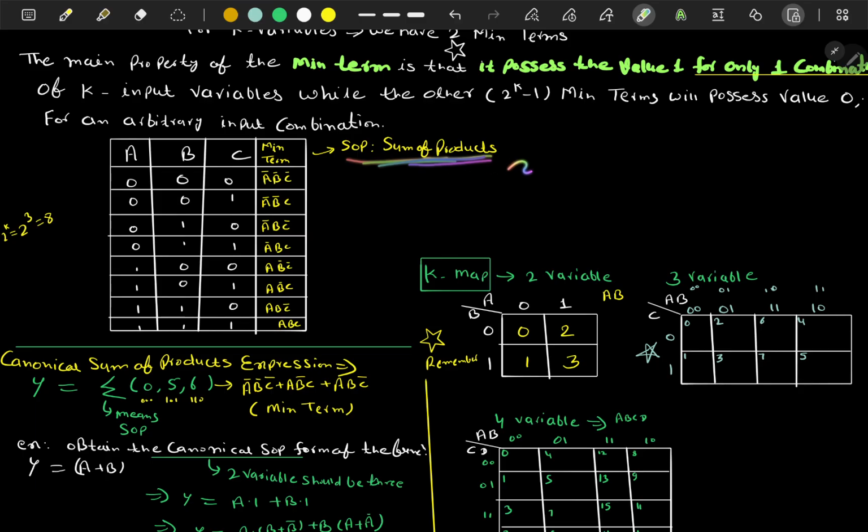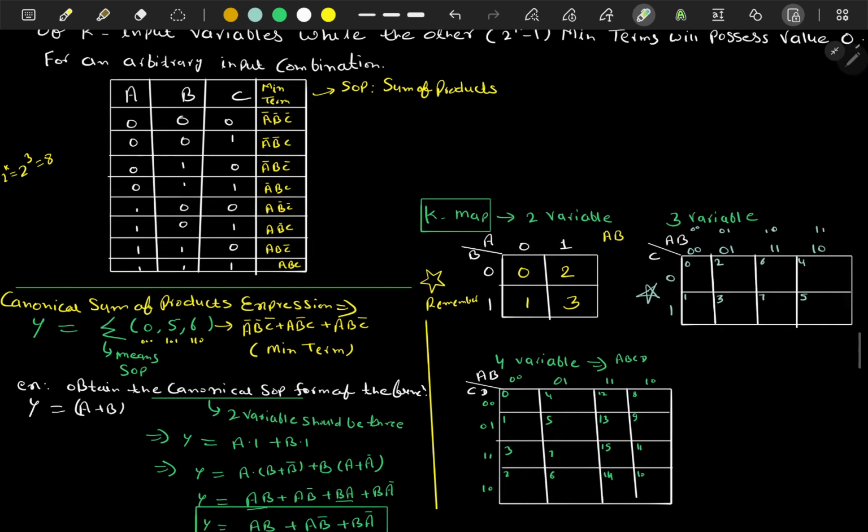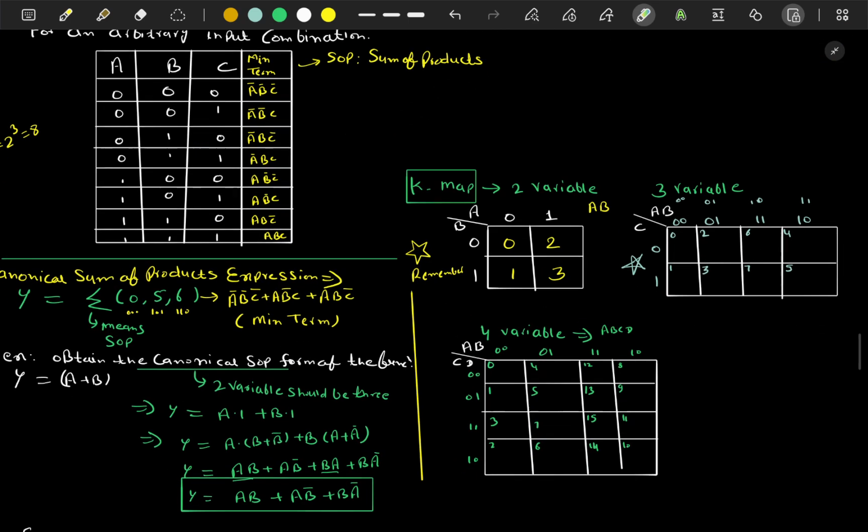In sum of products we run towards 1. So 0 will be barred: A bar B bar C bar, A bar B bar C, A bar B C bar, A bar B C, A B bar C bar, A B bar C, A B C bar, and A B C with no bars. Thus it can be represented as sum of products, where we run towards 1.